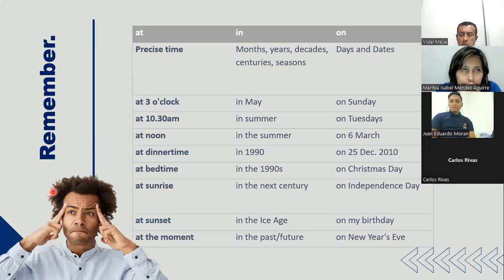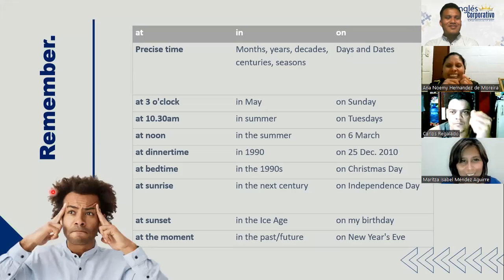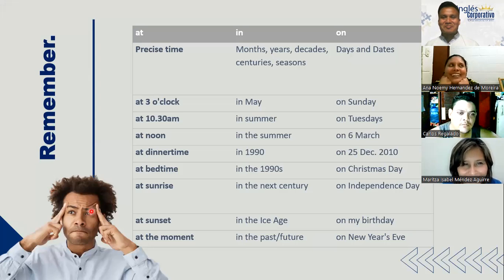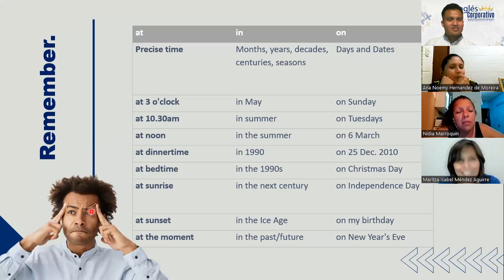Okay, Maritza, what do you think? Es que la árbol no lleva H. I say árbol. Three. Árbol, three. Okay, thank you very much. Now, sería guys, three y árbol sería three.